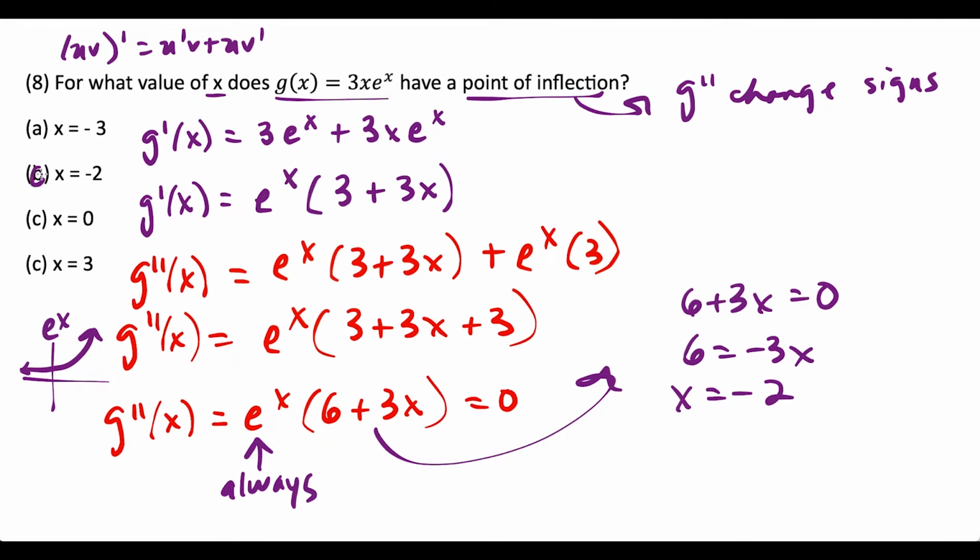Now, right away, I could see that this is going to be choice B because there is no answer choice that says there is no such value of x. But if we had to be a little bit more thorough with this, what we could do is make a sign chart at x equals negative 2. We could mark it. And if we were to plug in a test value here, let's say less than negative 2, something like negative 3, and you plug it into this here, well, this is always positive. And if you were to plug in negative 3, you'd have 6 minus 9 is negative 3. And then if you plugged in something like 0, you have e to the 0 times 6 plus 0, which would be positive. So there's our sign change in g double prime. So we definitely have a point of inflection at x equals negative 2.